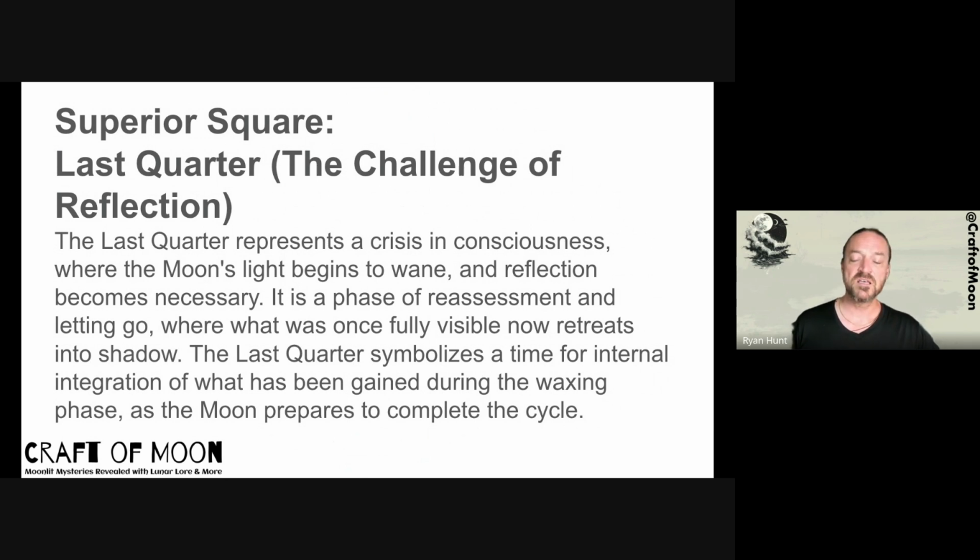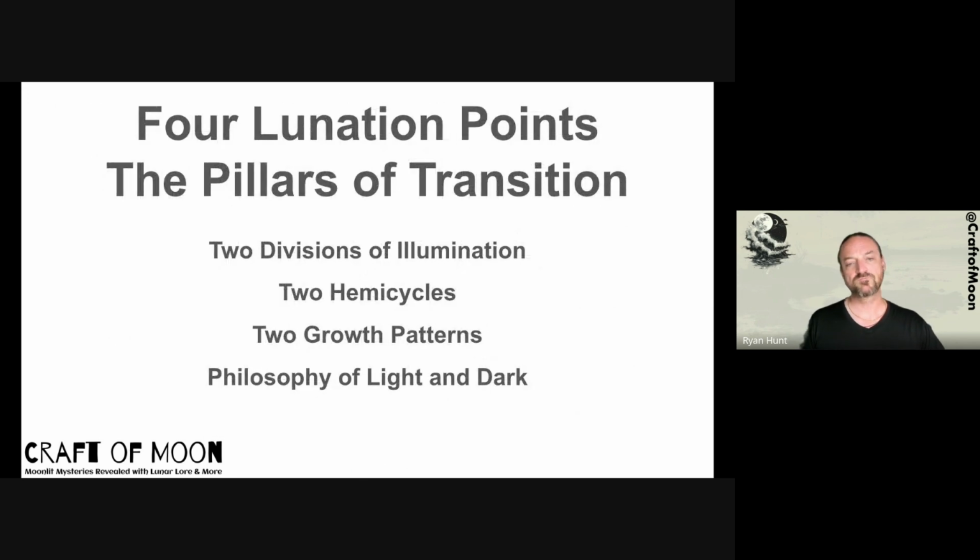It is a phase of reassessment and letting go, where what was once fully visible now retreats into the shadows of things that may be less seen, into the twilight, so to speak. The last quarter symbolizes a time for internal integration, for developing an understanding of what has been gained during the waxing phase as the moon prepares to complete the cycle.